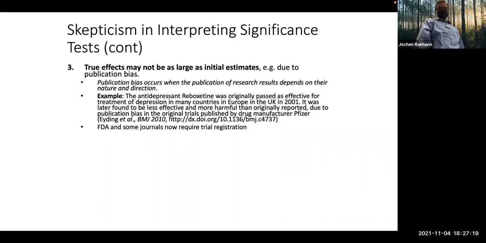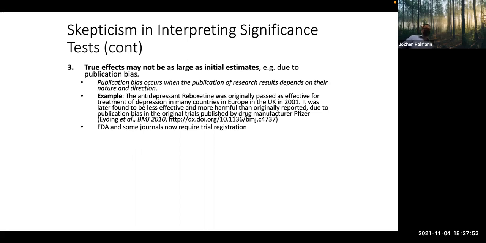True effects may not be as large as initial estimates due to publication bias. That could be, for example, that researchers wanted to publish their results, and for that reason they analyzed very hard to find the effects they actually wanted to see. And so there's the article about publication bias by Pfizer.